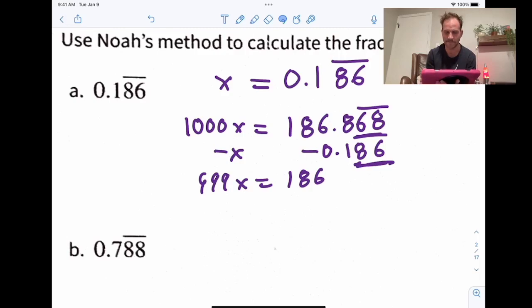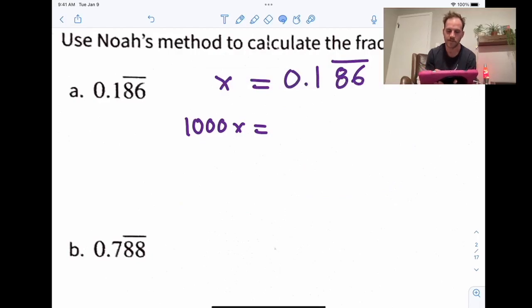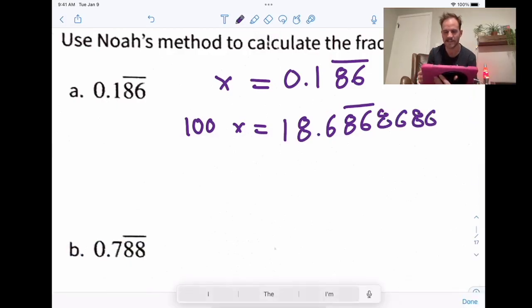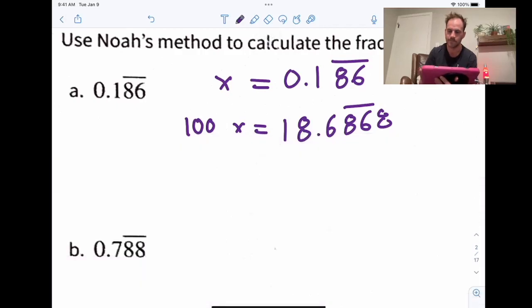So let's take a step back. Instead of multiplying by 1,000, let's stick to our rule. We've got two numbers under the repetend bar, so we're just going to move 2 spaces, or multiply by 100 on both sides. So if we multiply both sides by 100, that will give us 18.686. All of this is under the repetend bar, but I'm just going to use it here, because after that, it's 8686, and that's all we really care about.